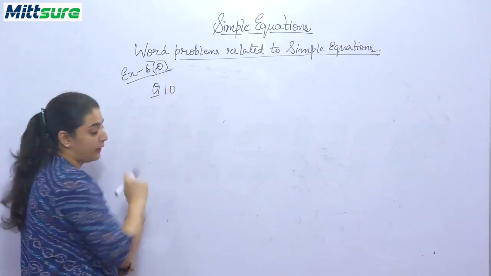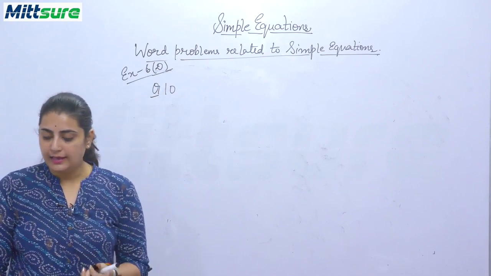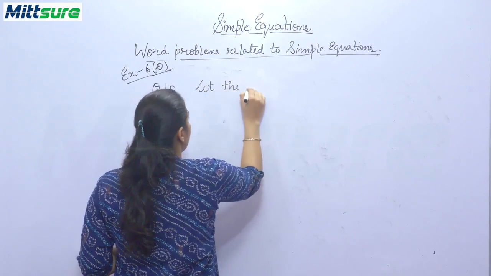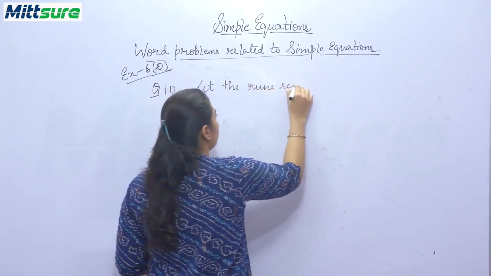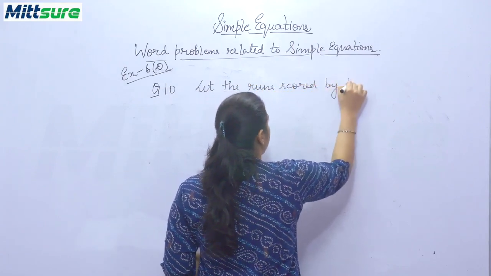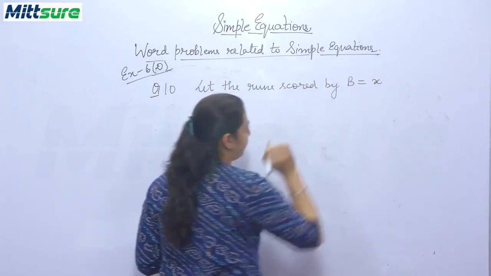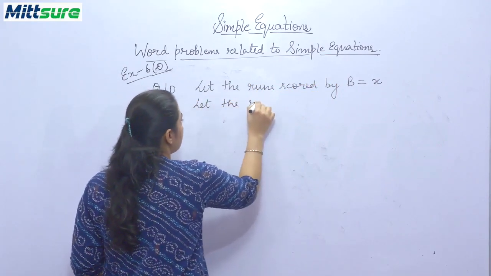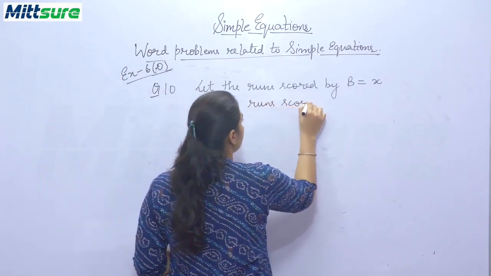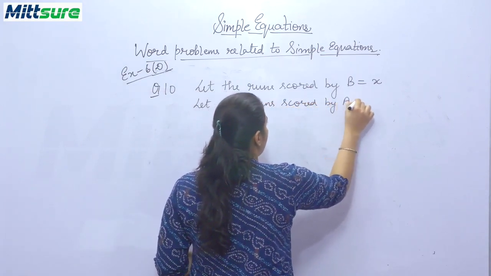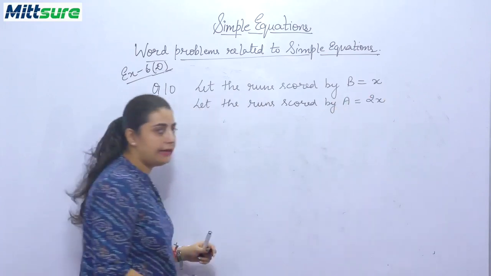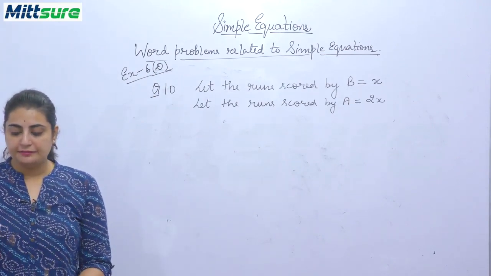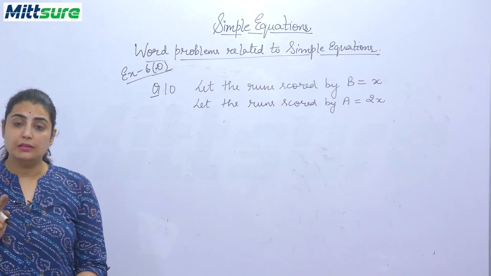So question number 10. A scored twice as many runs as B. So let the runs scored by B be X. Let the runs scored by A be equal to 2x. Right? Now, together their runs fell 2 short of a double century.